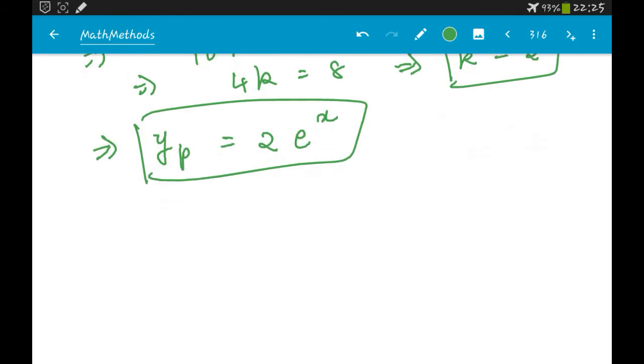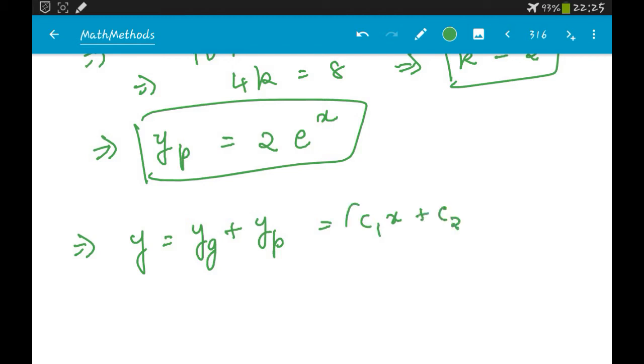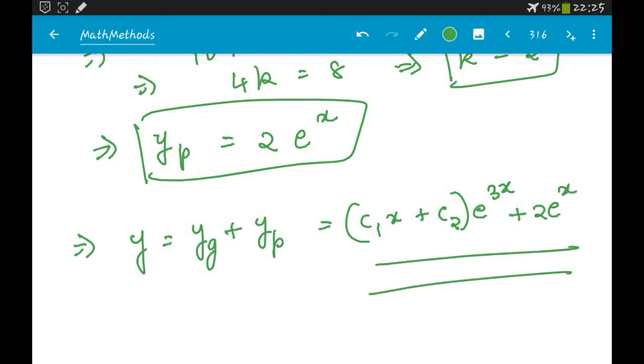So your solution is going to be yg plus yp, which is c1x plus c2 into e power 3x plus 2 e power x. So this is your complete solution. Alright, so this we have seen.